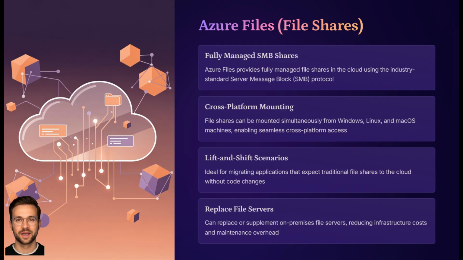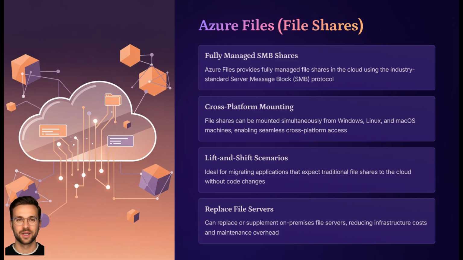For the AZ-900 exam, if the scenario mentions SMB file shares, shared file storage accessible from multiple machines, or replace on-premises file servers, the correct answer is usually Azure Files.